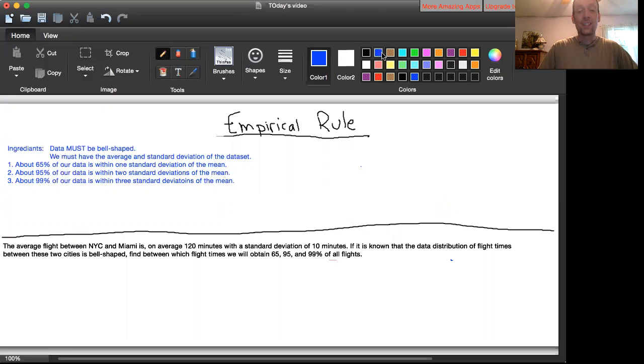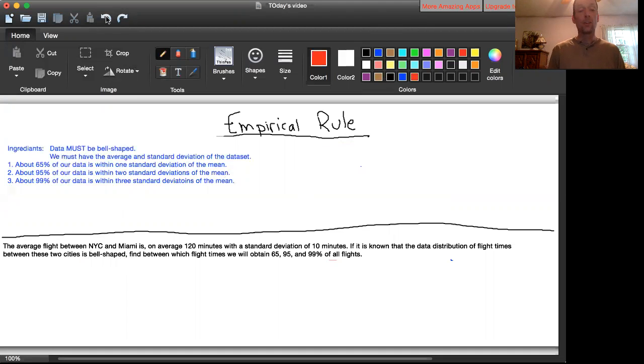If it is known that the data distribution of flight times between these two cities is bell-shaped, find between which flight times we will obtain 65, 95, and 99% of all flights. Okay, so first thing is they had to tell us something, didn't they? Inside of this exercise, we had to know the data is bell-shaped. They told us that, so we know it's safe to use the empirical rule.